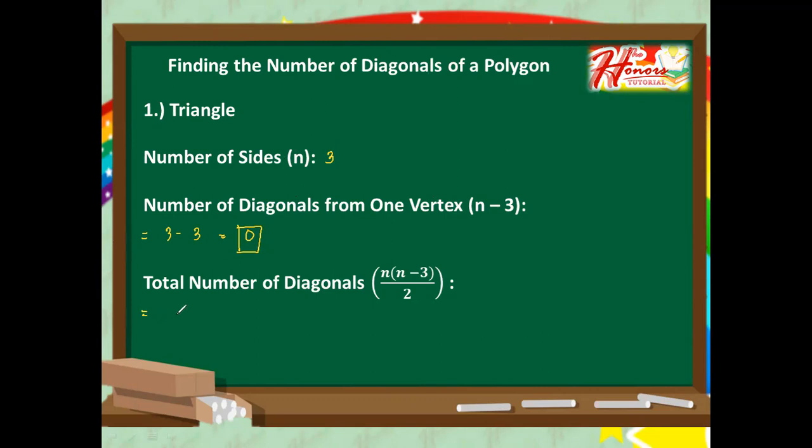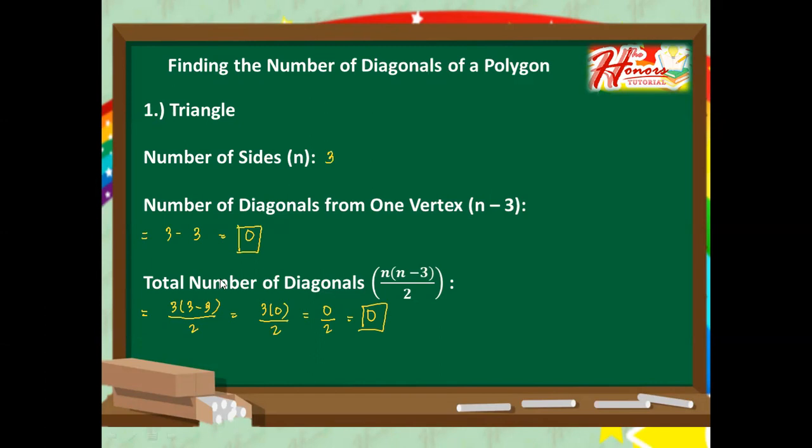Next, for the total number of diagonals, n is 3 times the quantity of 3 minus 3. We are now substituting the value of n, which is 3. So 3 times 3 minus 3 is 0 over 2. 3 times 0 is 0 over 2. So how are we going to simplify it? Always remember when your numerator is a 0, automatically your answer is 0 here. So again, for triangle, number of sides is 3, number of diagonals from one vertex is 0, and the total number of diagonals is 0 also.